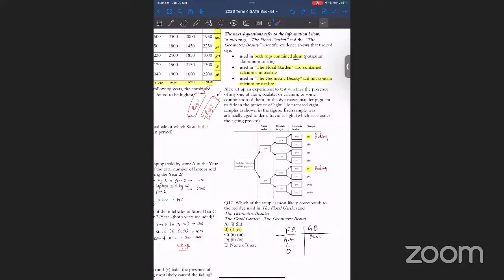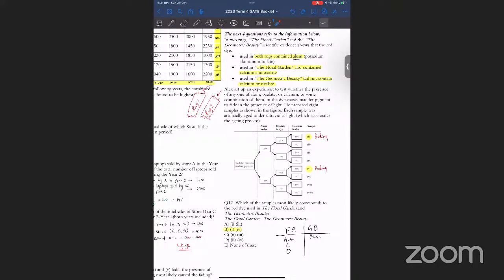Okay, thank you. Excuse me, Melvin. Yes, Naveen. I'm just wondering, are the Floral Garden and the Geometric Beauty actual rugs? No idea, I have no idea. They probably are.